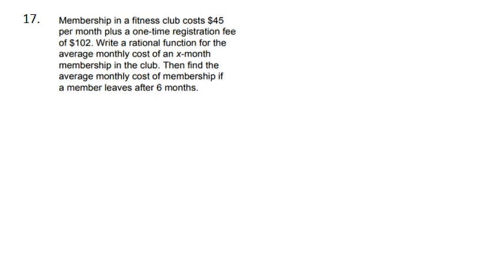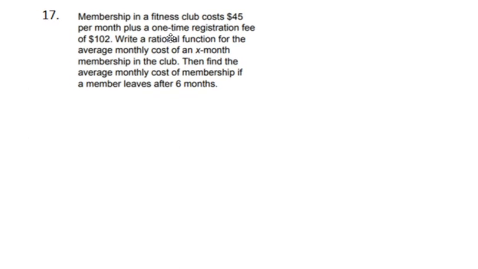17. Membership in a fitness club costs $45 per month plus a one-time registration fee. So what that's going to look like is this. I'll just show you what it is. Your membership in the fitness club is $45 plus one-time registration fee for $102. So just to join, you got to pay $45 up front. Plus, for your average, you take 102 divided by x. So that's going to be a function of our average cost per month.